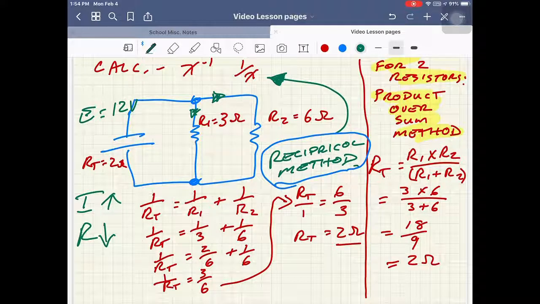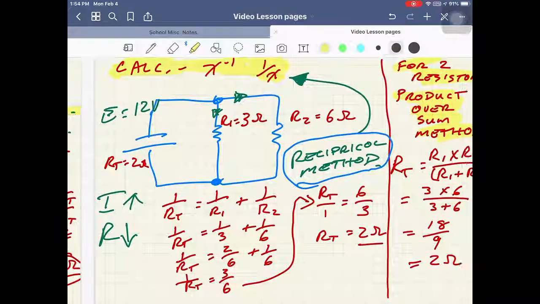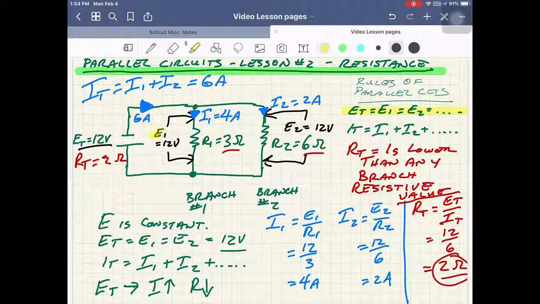I cannot stress enough how important it is to learn how to do that on your calculator so that you can solve for all the values, for the resistive values, if you're not given voltage and current. Let's say you have to solve for your RT only by using the resistive values. And remember this rule: RT is always lower than the lowest resistive value you have in any branch. So our 2 ohms is lower than our lowest of 3 ohms that was in the first branch.